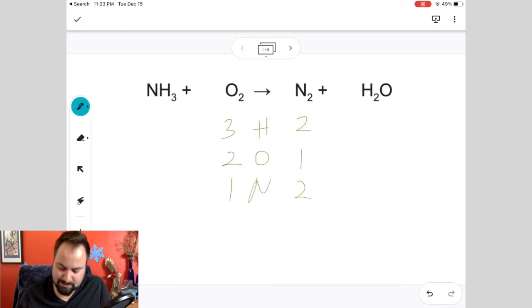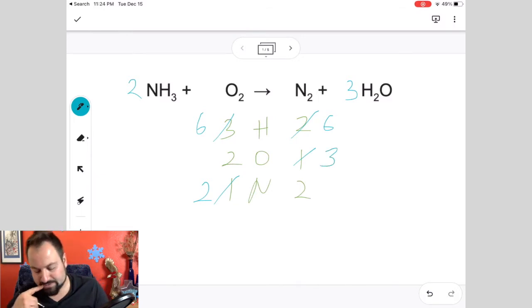And what that means is that we're going to multiply the left side here by 2 and the right side here by 3. And so that gives us on the left 6 and 2 nitrogens. And on the right, that's going to give us 6 hydrogens and 3 oxygens.